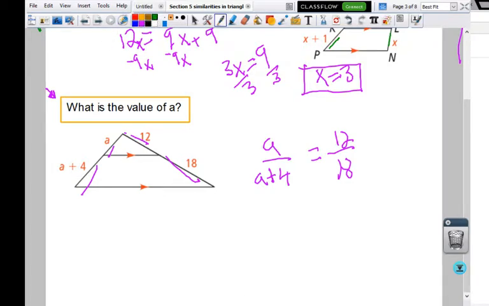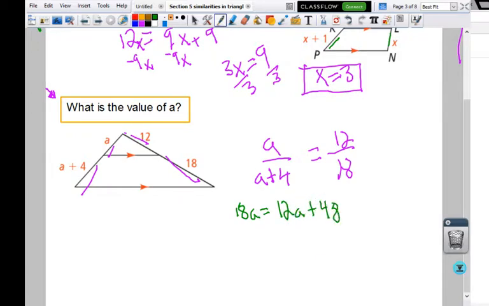Okay, go ahead. Keep going. What am I going to do next? Easy. 18 times A, 12 times A, and times 4. 18A equals 12A plus 48. Alright, Chloe, what are we doing next?